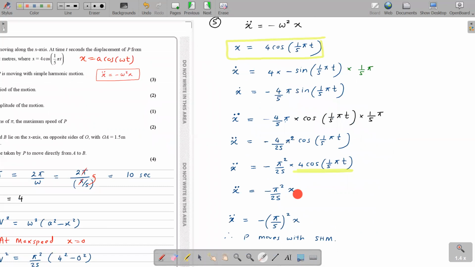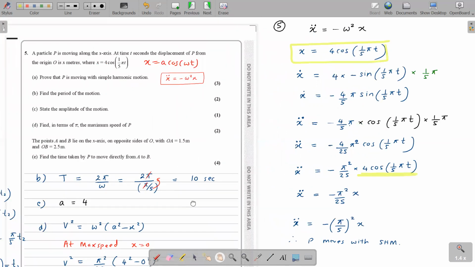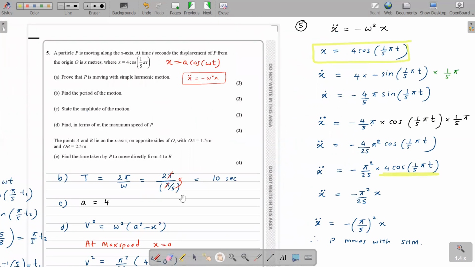So even at this point, it's enough. I've gone for one further step of simplification, but this is enough. If you show that x double dot is equal to some negative constant times x, then that's it, and you've proved that your particle moves in simple harmonic motion. Okay, so that's the answer for part A. We'll move on to part B.